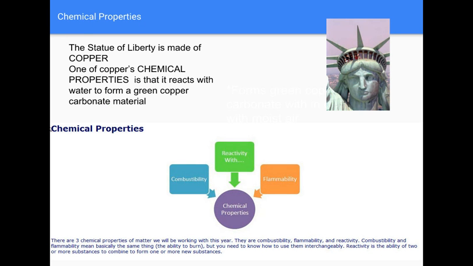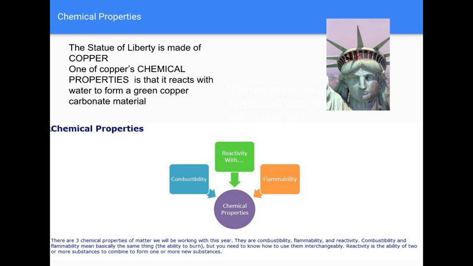Some chemical properties of copper is that it can react with water to form a green copper carbonate material. So for example, the Statue of Liberty is made of copper, well, it's not solid copper, but it has a copper film around it about the size of 2 pennies thick. And it has reacted with the water in the atmosphere, and now it's that lovely green color. So that is a chemical property of copper.